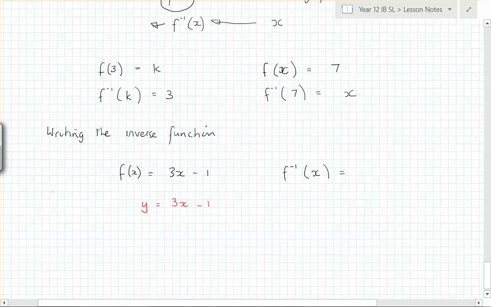What we then do is make x the subject. Sorry. All right. Make x the subject. Do you know what I mean by make x the subject? What does that mean, Simon?